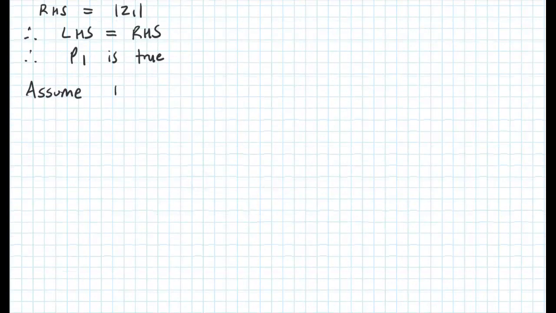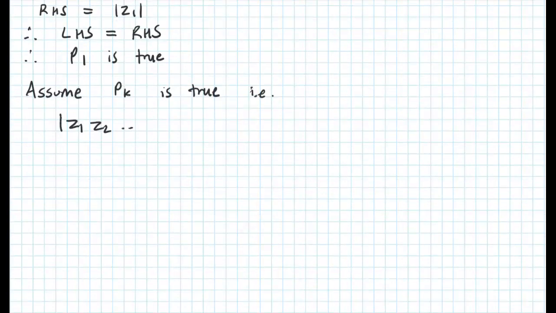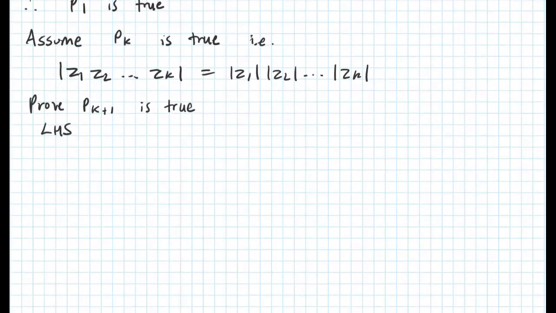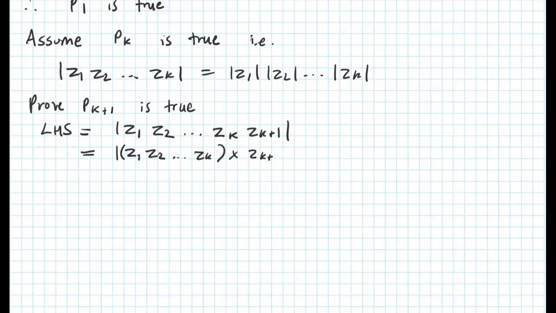Next, we write down our inductive assumption. So assume that Pk is true, giving us this property here. And we're going to use that to prove that Pk plus 1 is true. So a typical inductive step in our proof. We focus on the left-hand side, and we split that out into the product of z1 up to zk multiplied by zk plus 1.